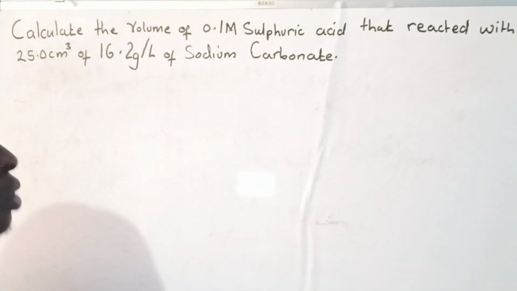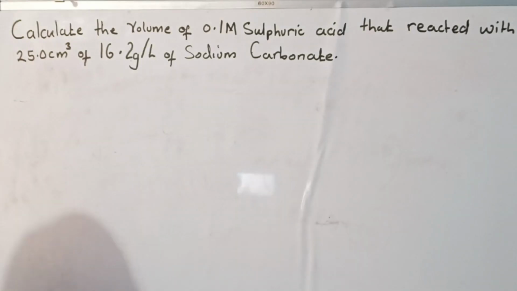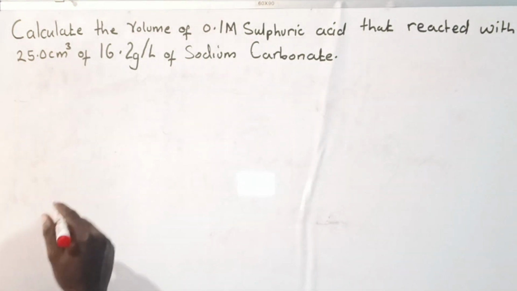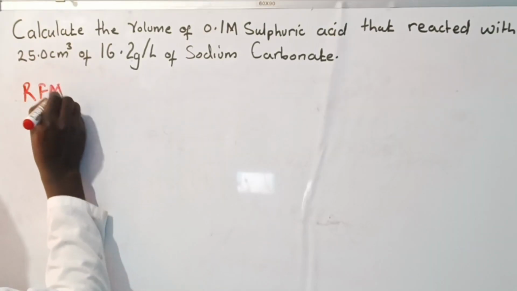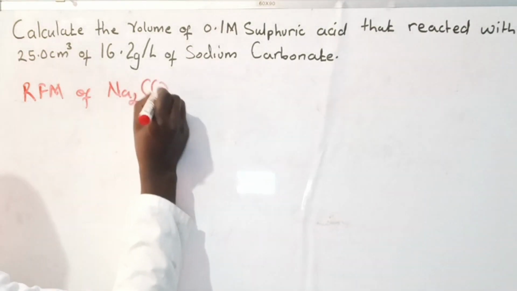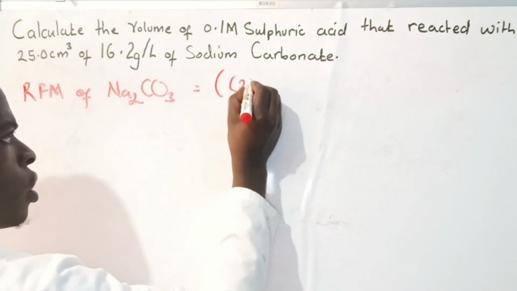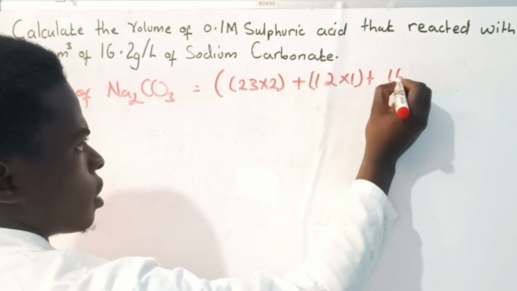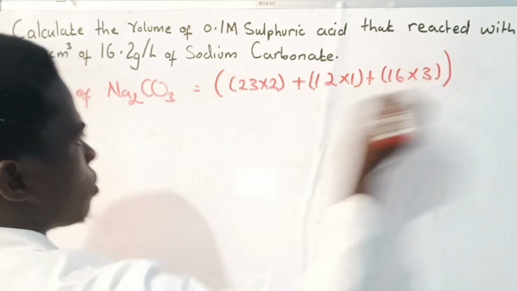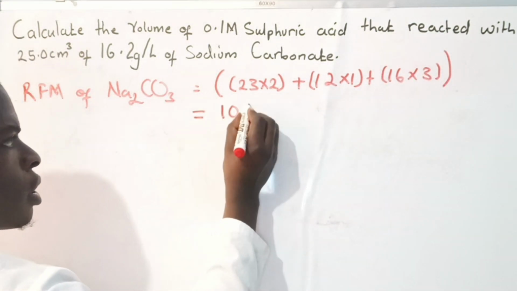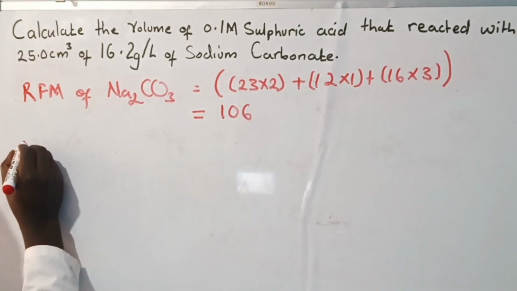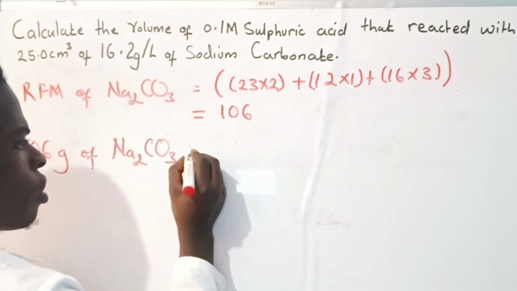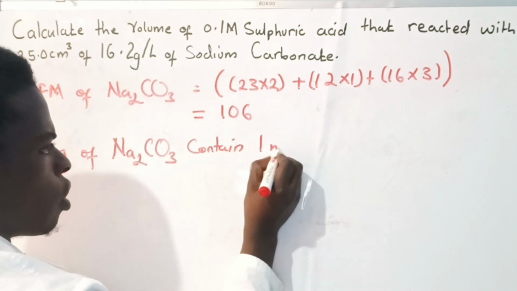Before we start, the concentration of sodium carbonate given is in grams per liter, so we need to determine the concentration in moles per liter of sodium carbonate. Let us determine the relative formula mass of sodium carbonate. That is 23 times 2 plus 12 times 1 plus 16 times 3, giving a total of 106. From the theory of molar concept, the RFM of any compound contains 1 mole. Therefore, 106 grams of sodium carbonate contains 1 mole.